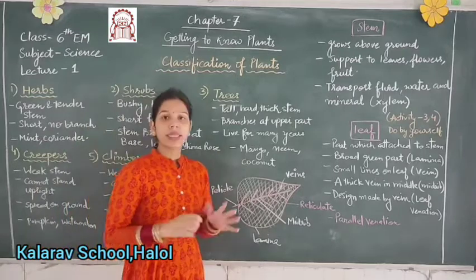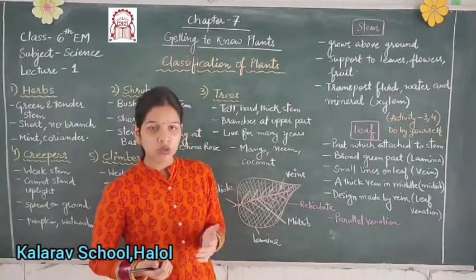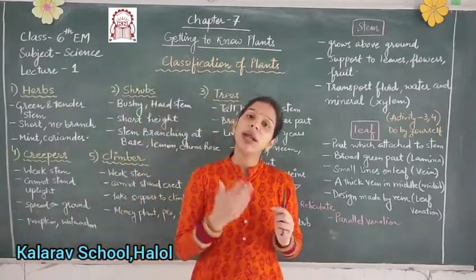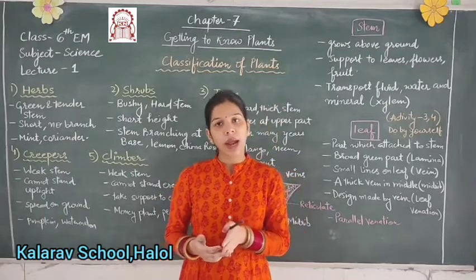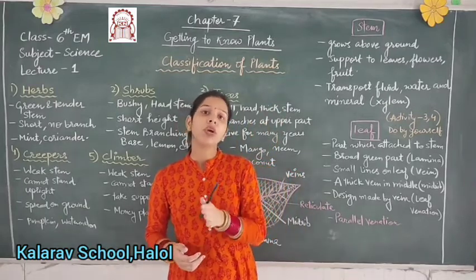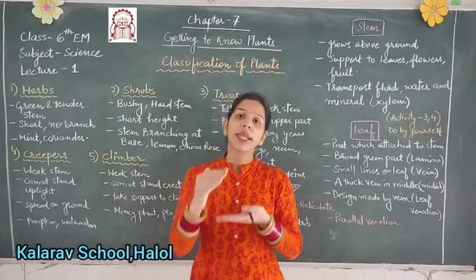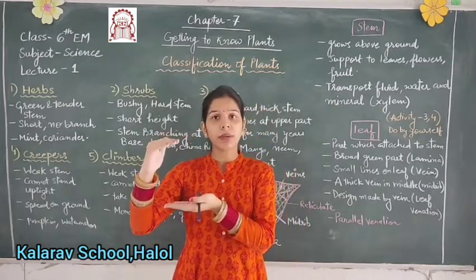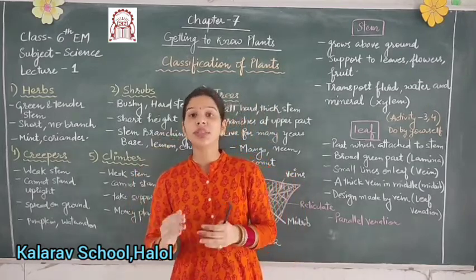So these are the types of plants. This is how the classification of the plants takes place. To understand the different parts of the plant, firstly the parts of the plants are divided into two categories: number one, the shoot system, and number two, the root system.